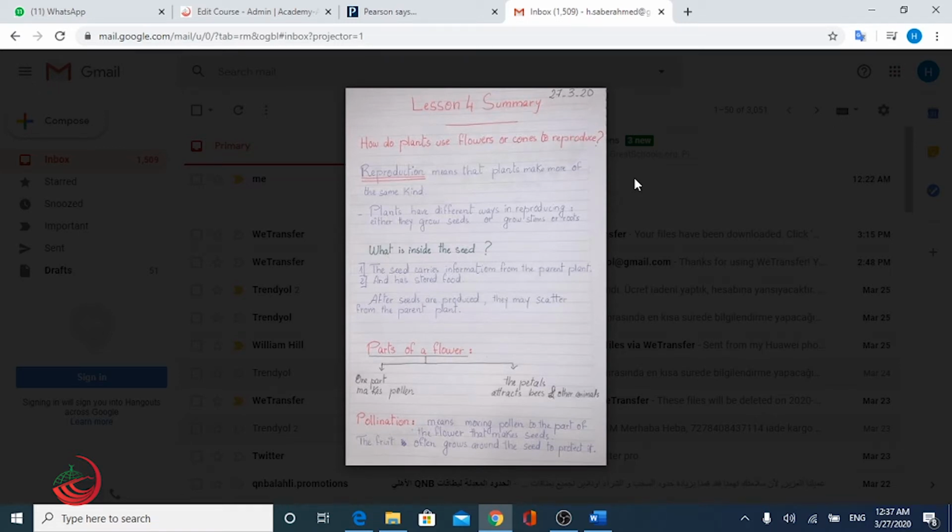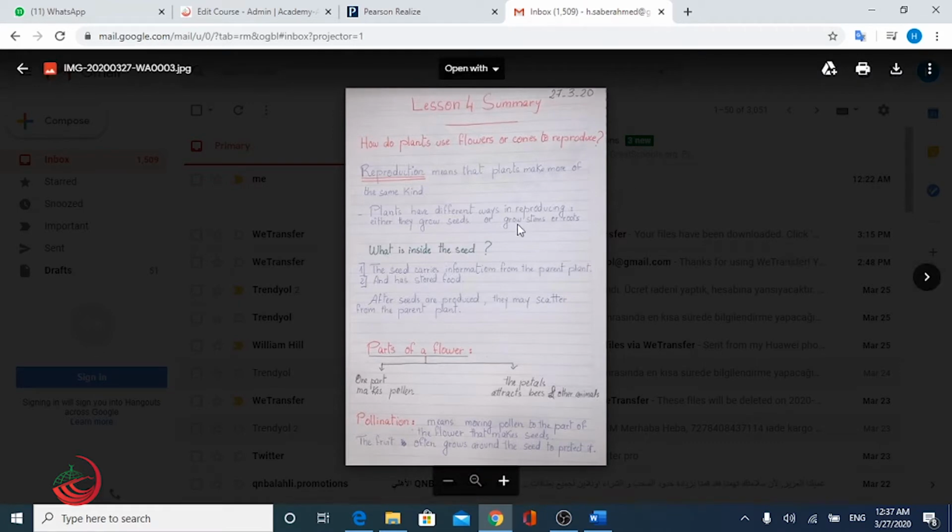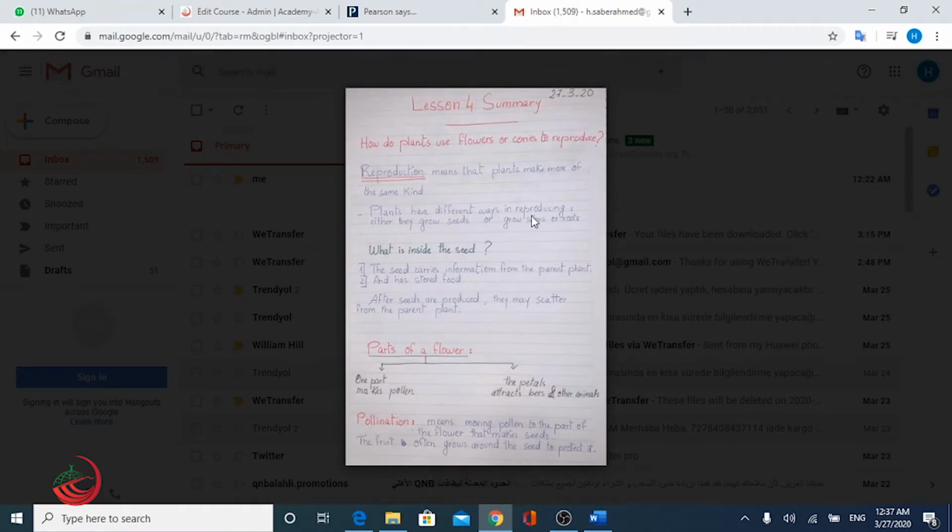Okay, plants have different ways of reproducing. What are these ways? Either they grow seeds that will grow into a new plant, or they grow stems or roots, as we said before, like the potato plant. It grows stems or roots to make a new potato plant.